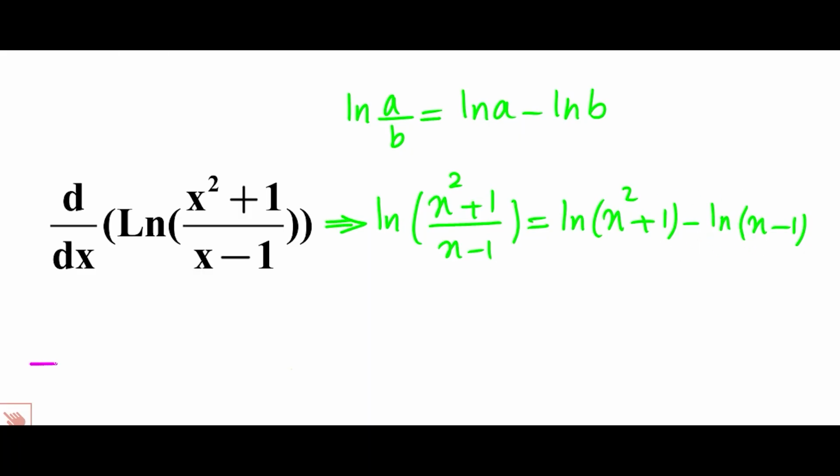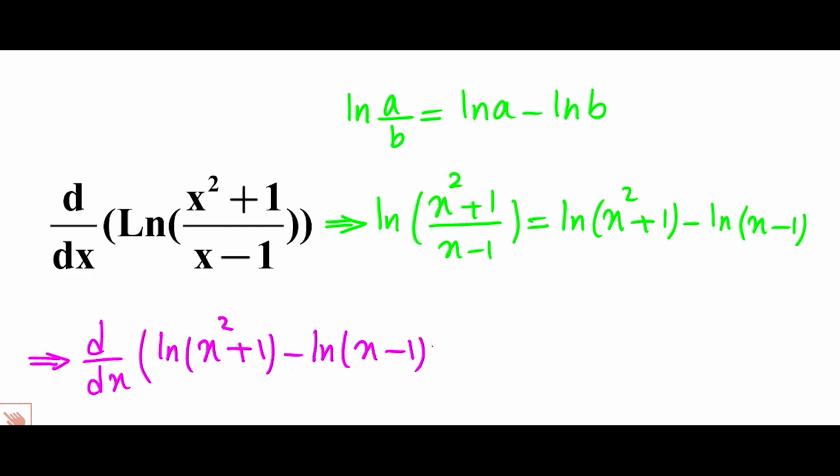So we have the derivative of ln of x squared plus 1 minus ln of x minus 1. So we have the derivative of x squared plus 1 is equal to 2x over x squared plus 1, minus the derivative of x minus 1 is 1 over x minus 1. That's it. It's very simple.